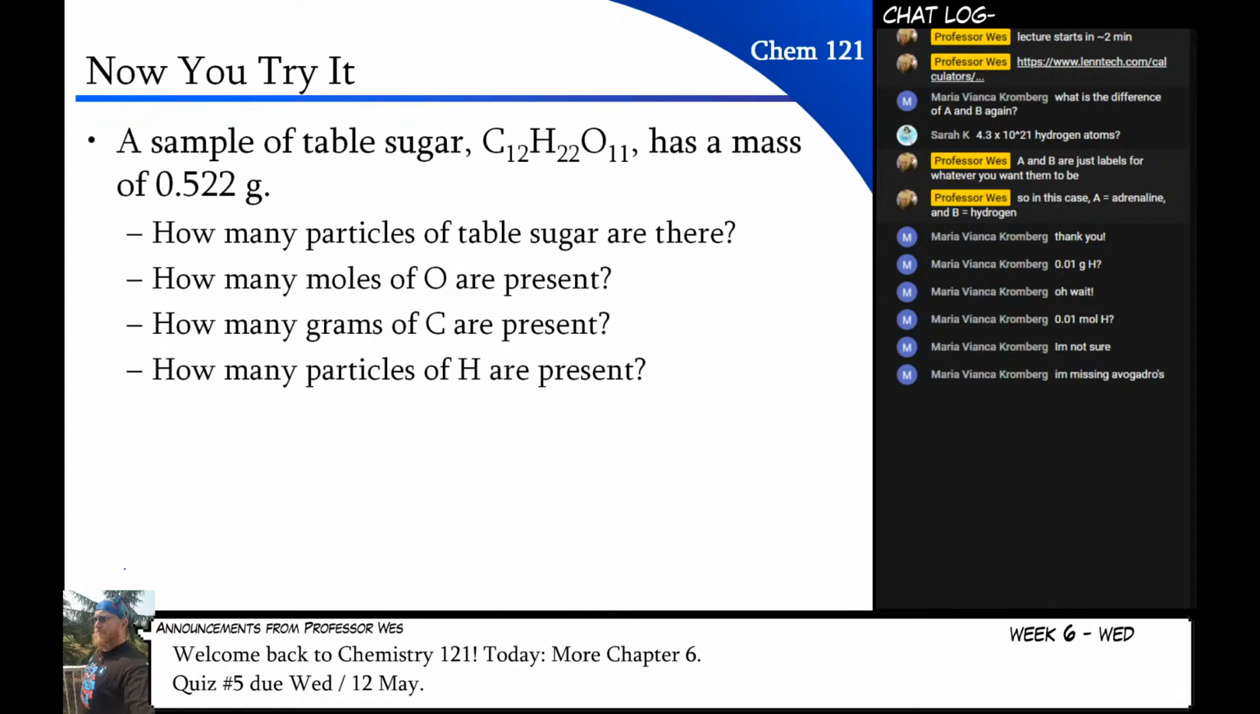First, I want you to tell me how many particles of table sugar are in that quantity, how many moles of oxygen are in that quantity, how many grams of carbon, and how many particles of hydrogen, particles being atoms. All right, so this is a lot of problems, so I want you to try at least 2 of them before we go over the answers. I'm going to give you 10 minutes to do this, because there are 4 of them, and it's a long process. Then we're going to go over all of the numbers together, and then we'll take a break. All right, go ahead and practice, and let me know of any questions in the chat, and I'll be around to answer them. So see you in a little bit.